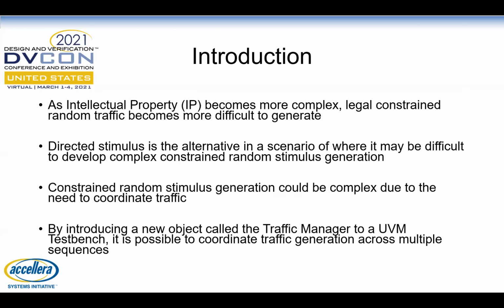We all know that constrained random stimulus has many advantages over direct stimulus, allowing test benches to hit corner cases that don't fit the typical use case. Developing constraint random stimulus is usually straightforward for designs, but there are some complex designs where constraint random stimulus may be difficult enough to develop that directed stimulus would be the logical alternative.